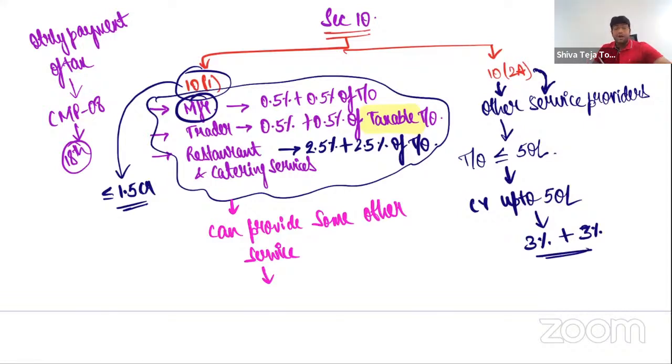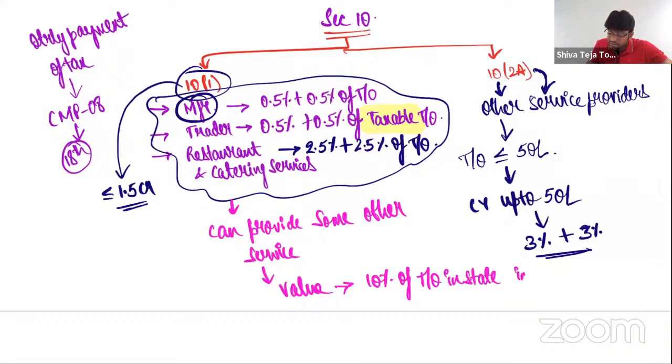I repeat, my dear friends, what they told in the law is that they can provide some other services and they can still continue under composition scheme. Now, what are those other services? Any service you can provide and you can stay under composition scheme. But the value of that service should not be more than 10% of turnover in state in the preceding financial year or 5 lakh rupees, whichever is higher.